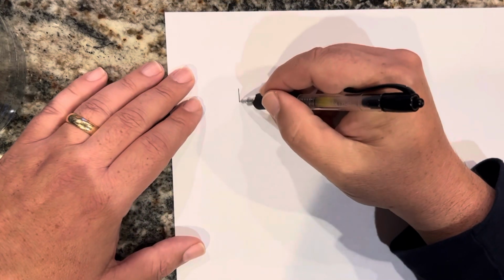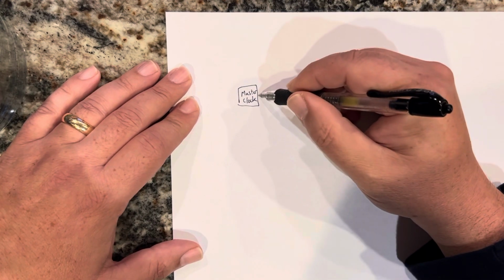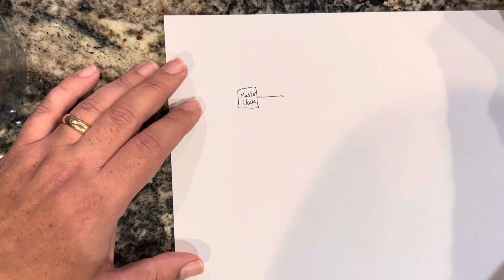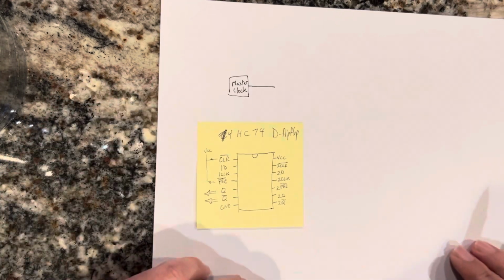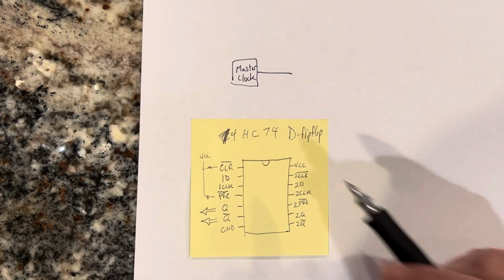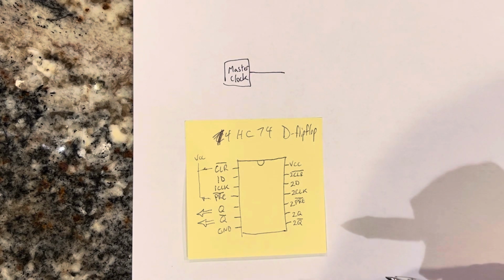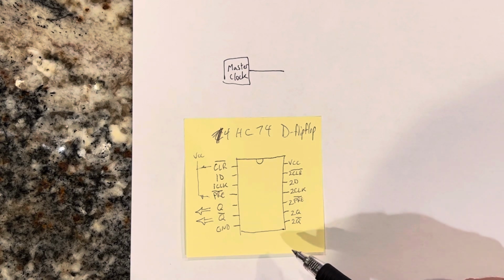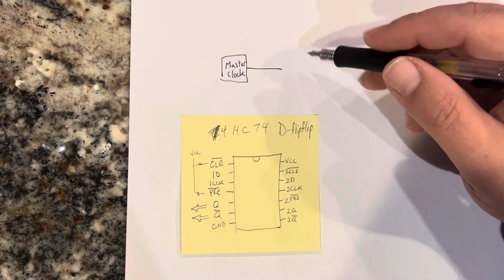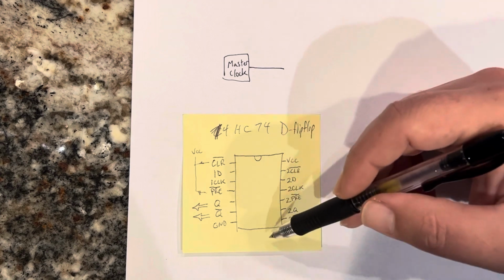So we have our master clock input, and that's going to be our clock for the D flip-flop. For the flip-flop, I used a 74HC74, which is a dual D flip-flop. It's got a flip-flop on one side and a flip-flop on the other side. And basically, what a D flip-flop does is allow data, which is the D, to be clocked in with a clock pulse, similar to the way it's used on a computer.